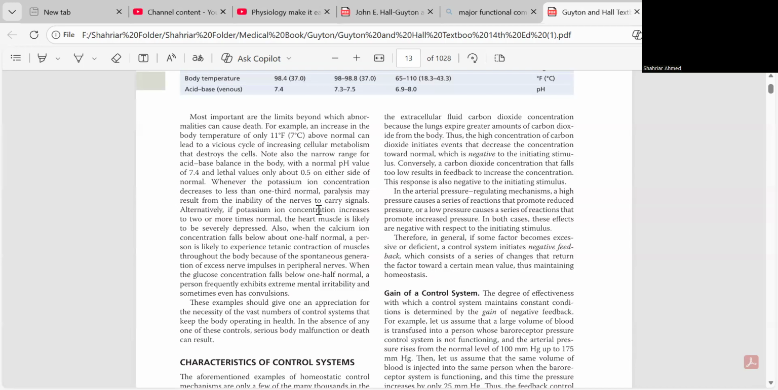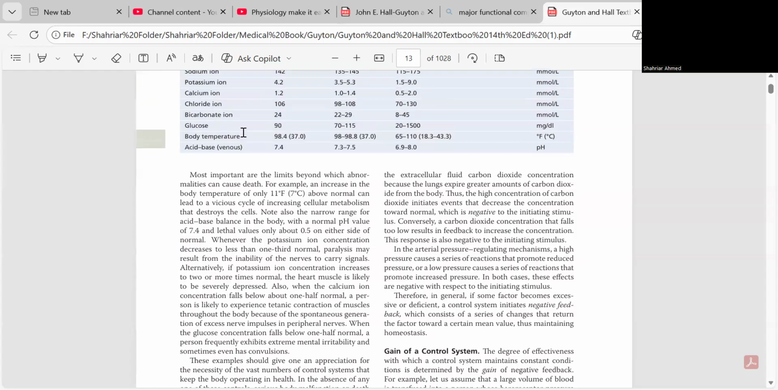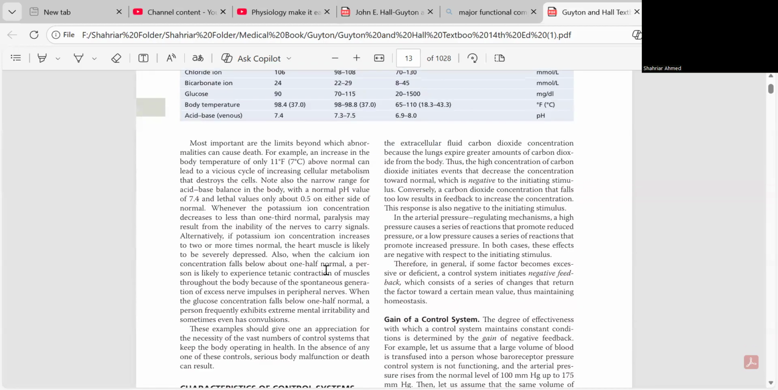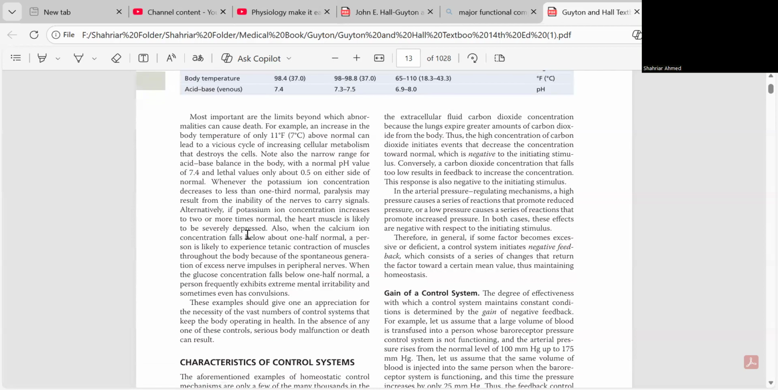Alternatively, if the potassium ion concentration increases to two or more times normal, the heart muscle is likely to be severely depressed. On the other hand, if potassium ion is increased two times normal or more, that is about 9, it will cause the heart muscle to be severely depressed.